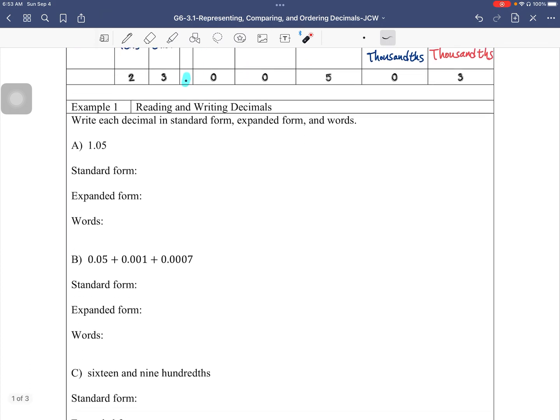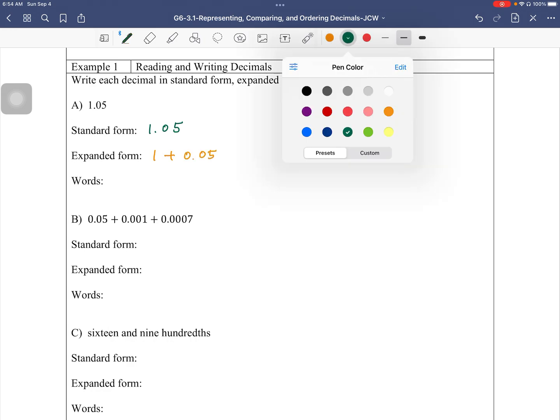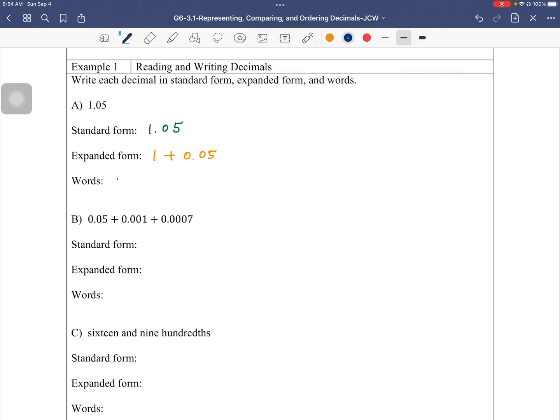So let's write each decimal in standard form, expanded form, and word form. Okay, so 1.05 is the standard form. So what is expanded form? Expanded form is 1 plus 0.05. As in a word form, it's 1 and 5 hundredths.